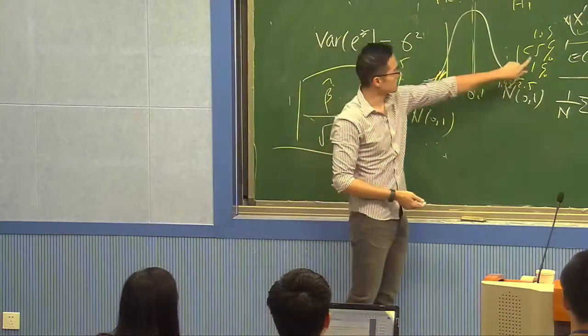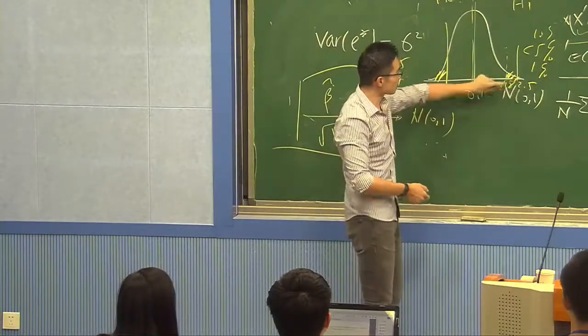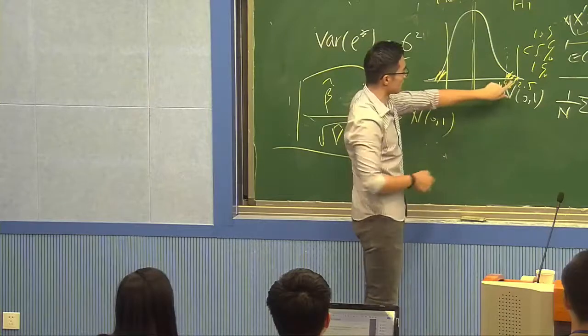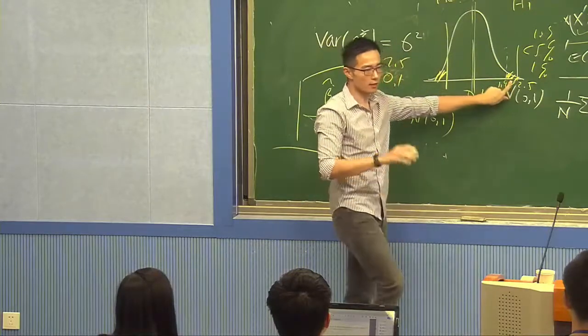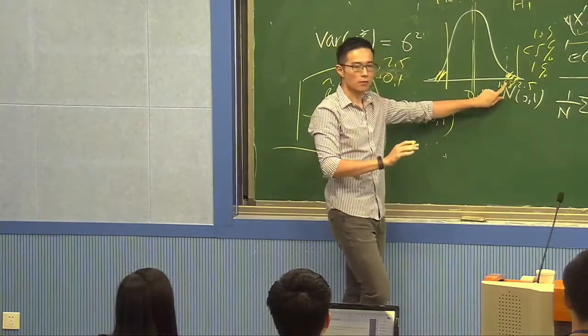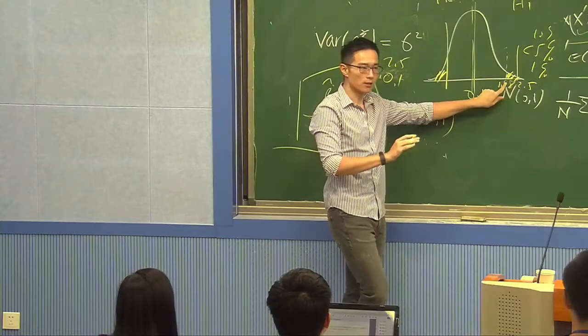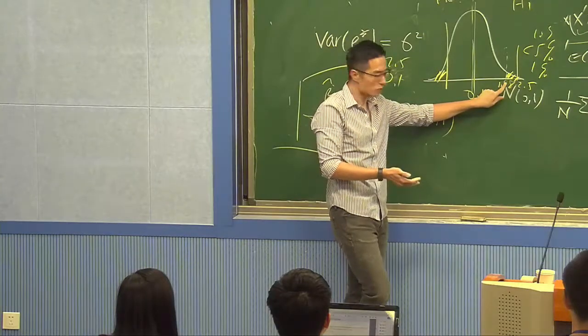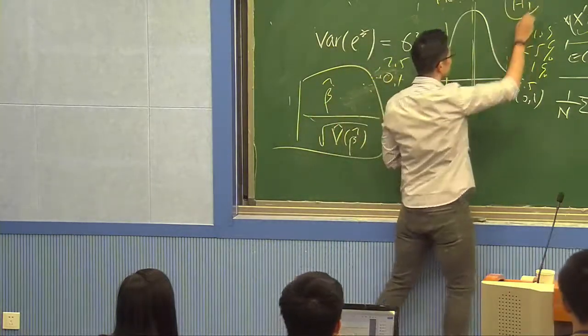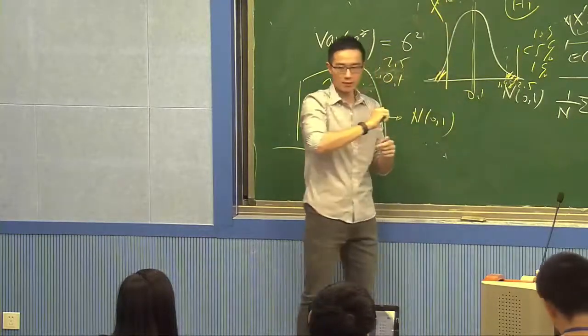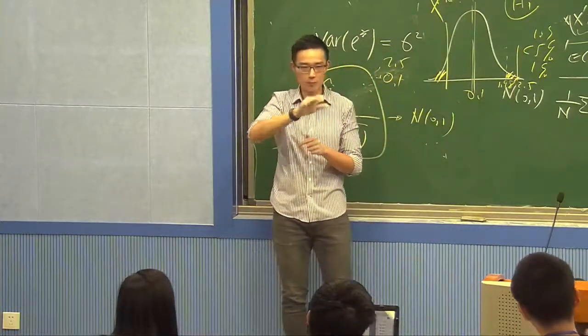So let's say 5%. If the probability is less than 5%, these error areas added together less than 5%, then I say, okay, in that case, I think this value is too large, in which case I think H0 is not that likely to be true. So I will choose H1, so basically I reject H0, right? So that's the process of doing hypothesis testing.